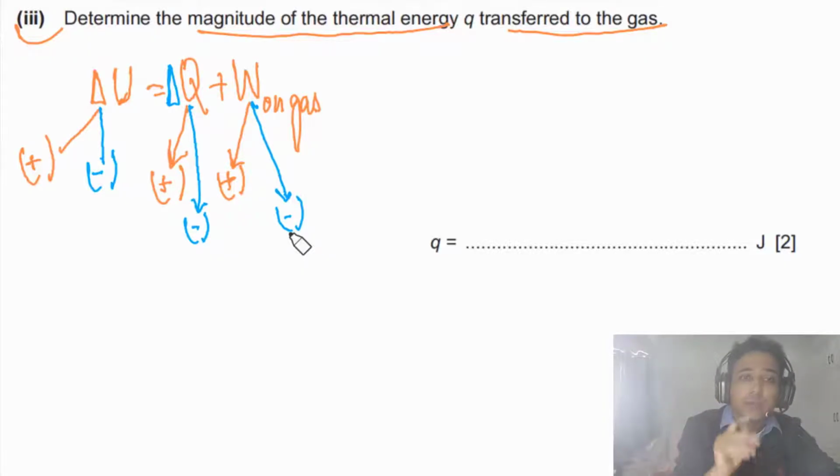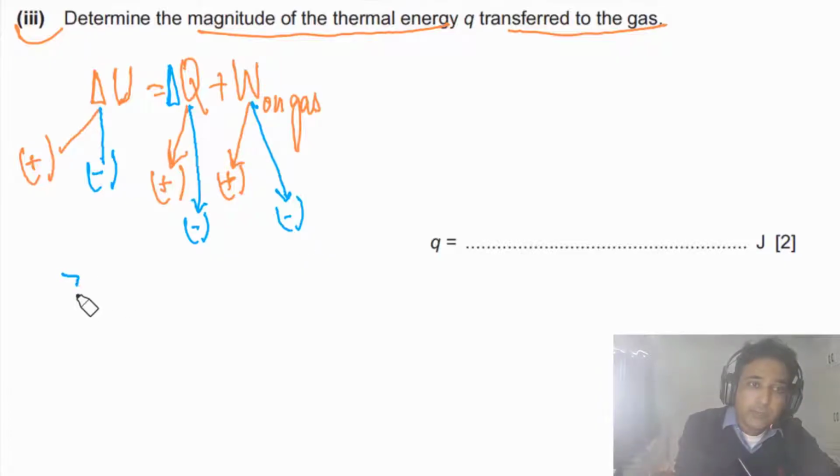Now for this question, these are the points you need to understand. This is the meaning of this equation. Delta U is positive if thermal energy is added to the system and work is done on the system, meaning on the gas. The system here is the gas, and work is done on the gas. So these are a few very useful things.